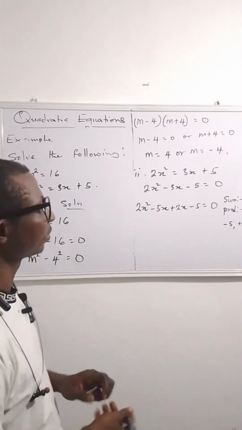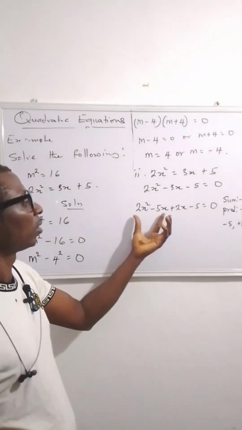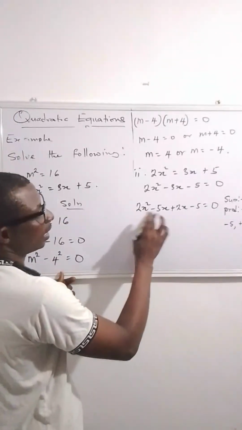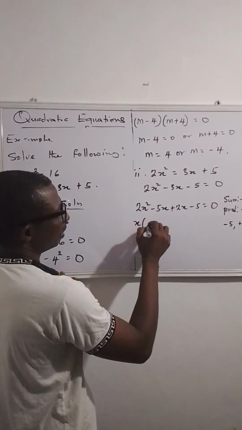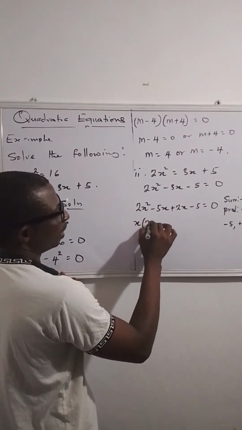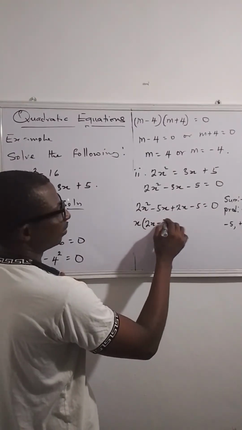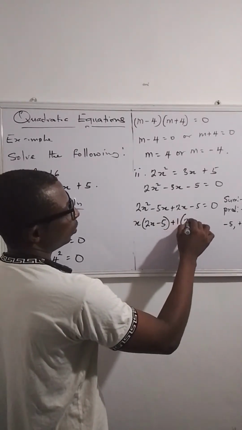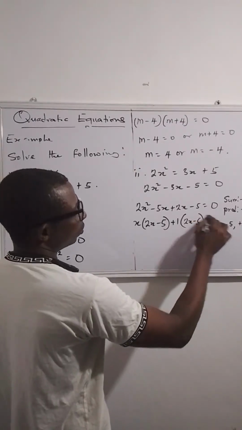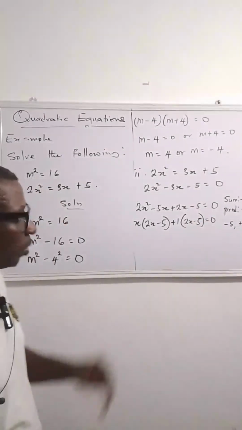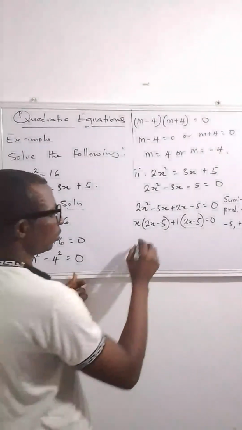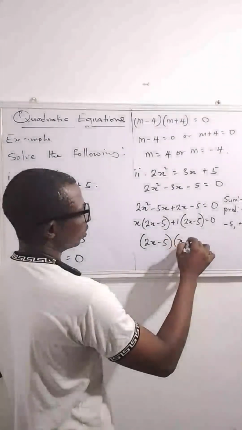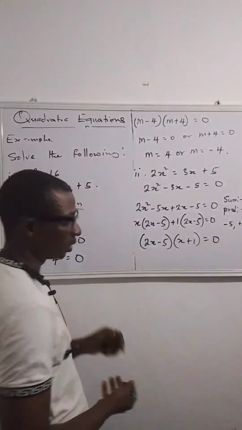Hope we can see that. Now you look for the common factor here. What is the common factor? What can go here and can also go here? That is x. So when you divide this by x, you have 2x minus 5. Now the common factor here is 1. So you have plus 1 times 2x minus 5 equals to 0. Okay, so now let's factor this out. So you have 2x minus 5 times x plus 1 equals to 0.